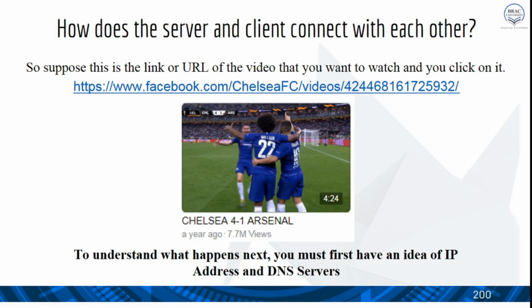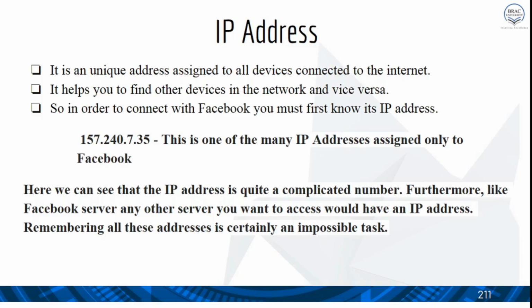Now students, to perfectly understand these two steps, we must have an idea about IP address and DNS servers. Now students, what is an IP address? An IP address is a unique address that is assigned to all the devices which are connected to the internet. The IP address will help you to find or locate a certain device in the network. So, in order to connect with Facebook, we must first locate it. And in order to locate it, we have to use the corresponding IP address of Facebook.